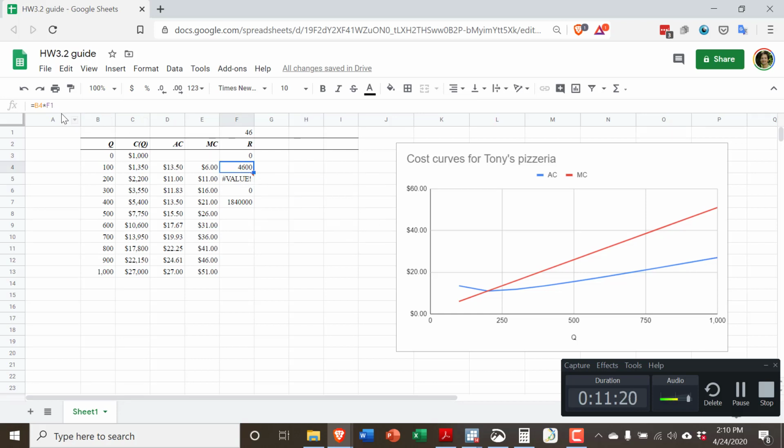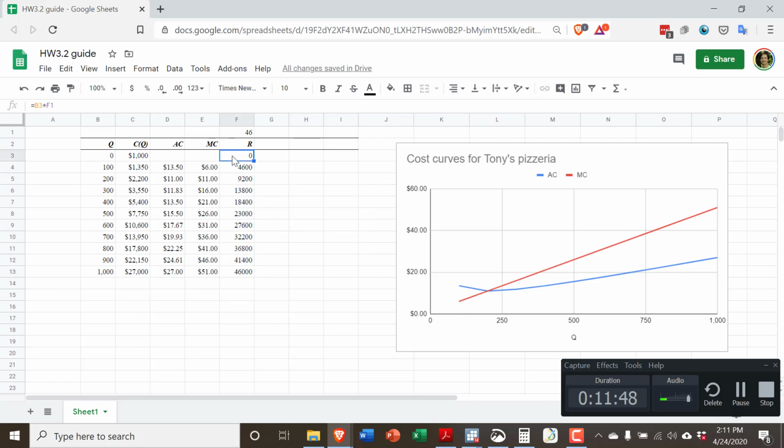The way you fix that in spreadsheets, the way you hold something constant like that, is you go over here in front of the 1, you put a little $ sign. And what that's telling the spreadsheet is you don't want to change the row on the F1. And so if you take that and pull it down, we should get everything correct.